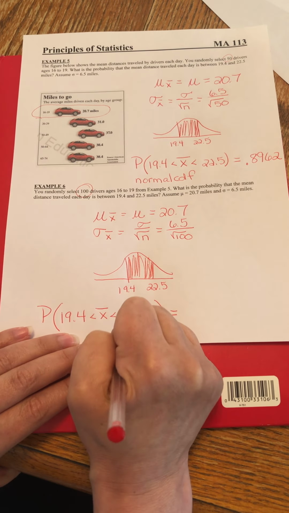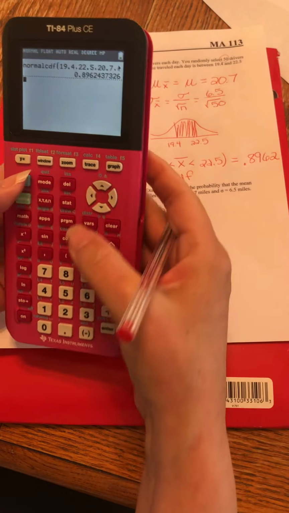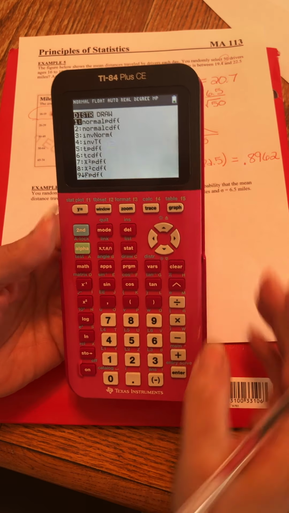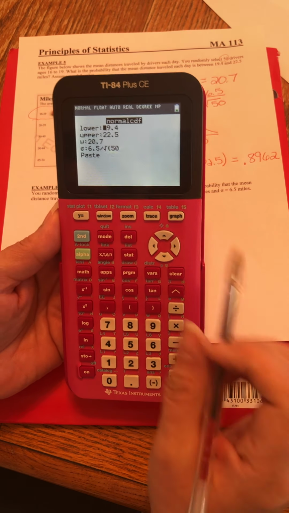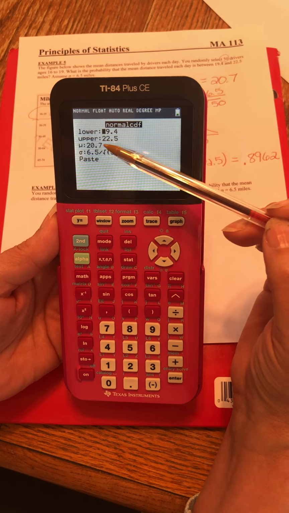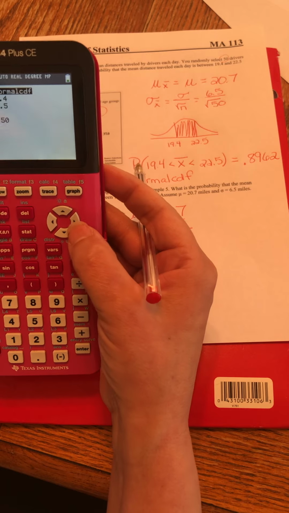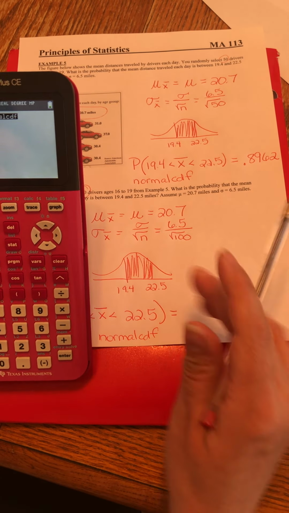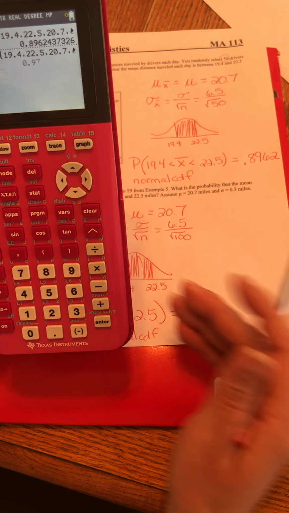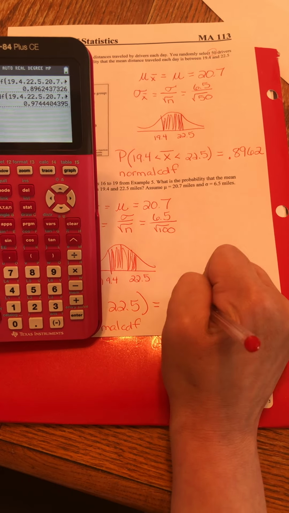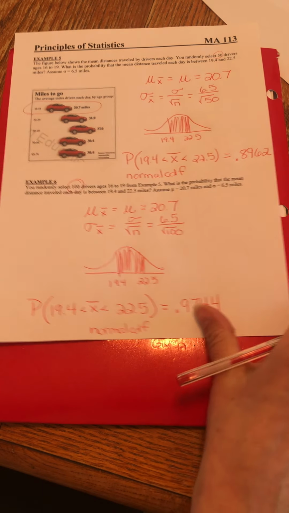Again, I'm going to go to my normal CDF button on my calculator. So second DISTR, there we go. Let me do that again just in case you didn't see it. Second DISTR, number 2. My lower bound is still 19.4. My upper bound is still 22.5. My mean is still 20.7. But now my standard deviation is 6.5 divided by the square root of 100, not 50. Hit enter, and our answer is 0.9744. And there's your answer to that problem.